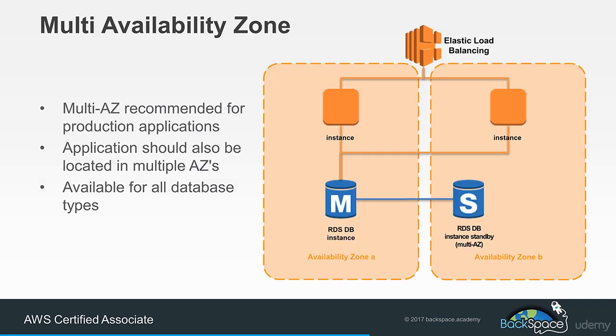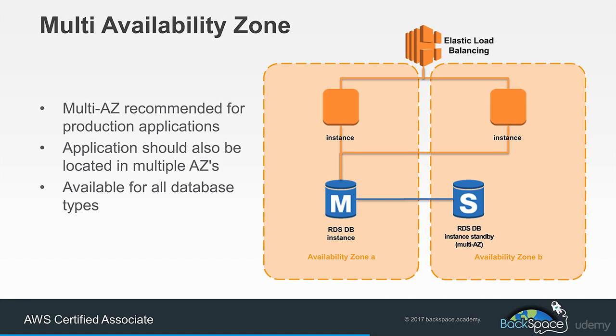So multi-availability zone is recommended for all production applications, and not only should your database be set up in multi-AZ, also your applications that are relying upon that database should also be in multi-AZ. And multi-AZ is available for all database types within the Relational Database Service. So what does that look like?